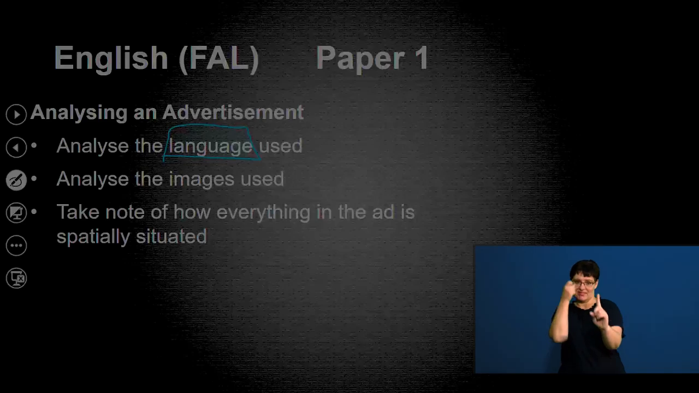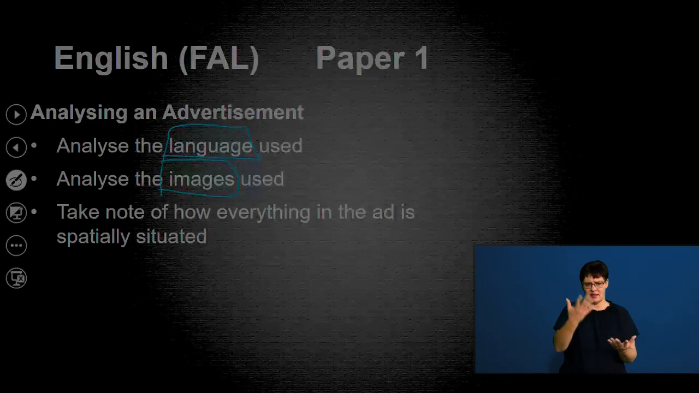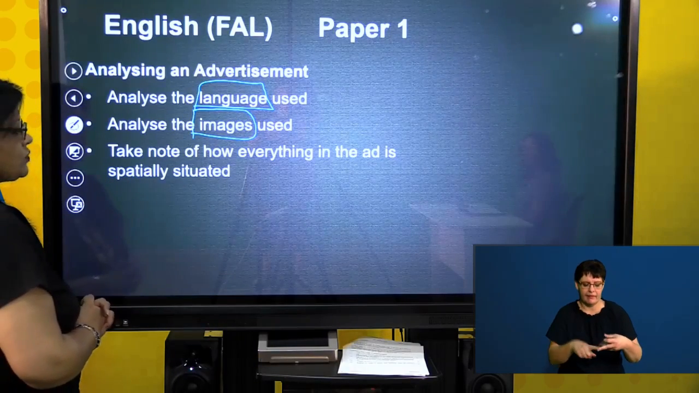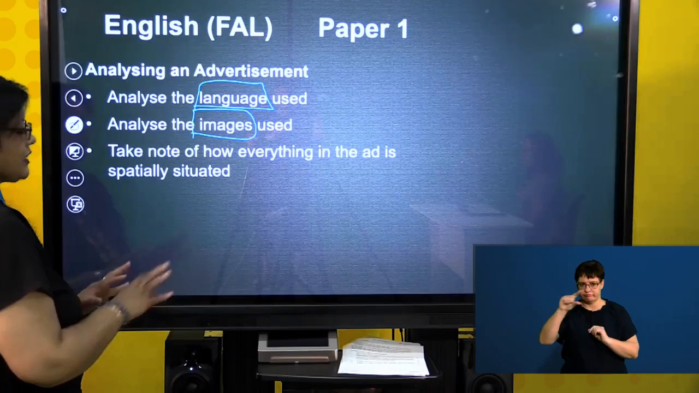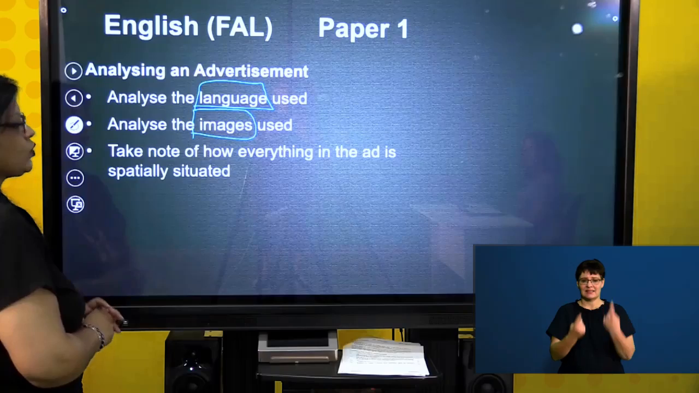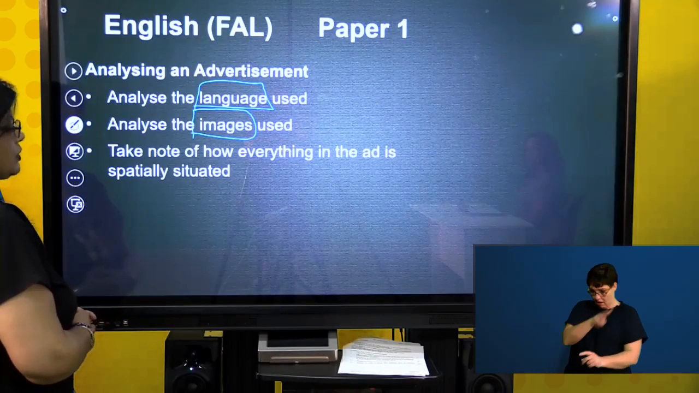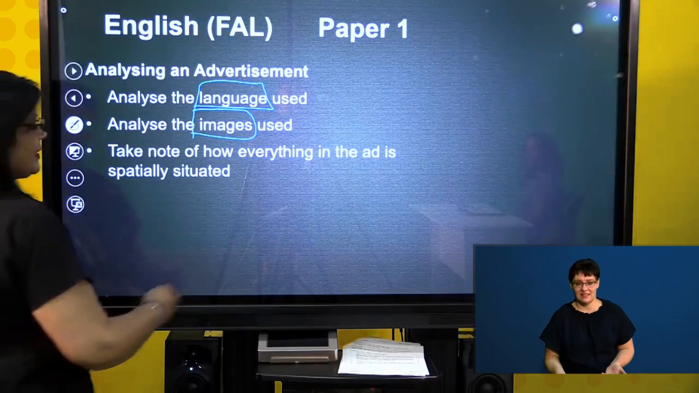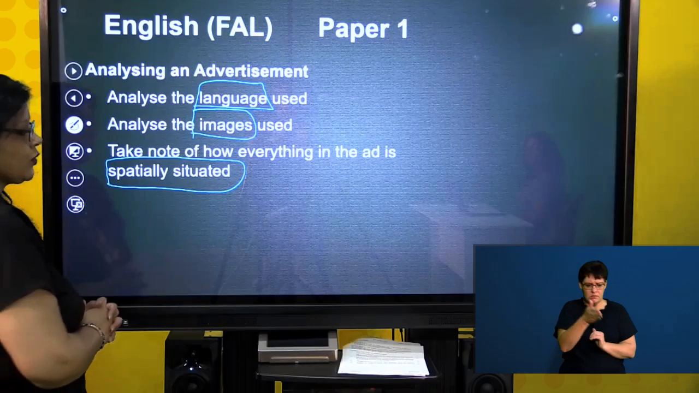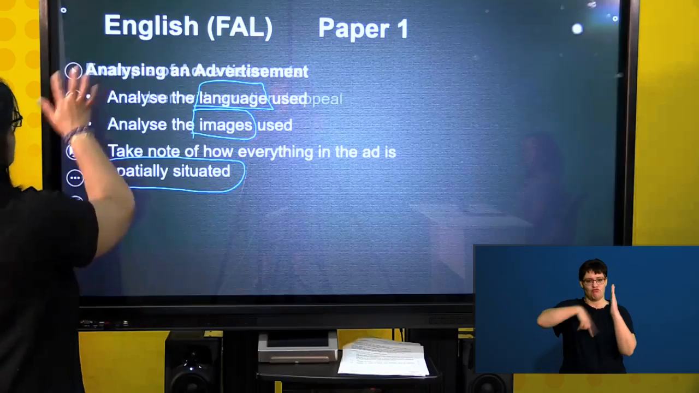We analyze the images used as well. Remember, we get adverts in color, we get adverts in black and white, we get adverts with different types of font, we get adverts with different sizes of images within them. They are all put in there strategically to obviously create an effective advert. Okay, so we need to take note of how everything in the advert is spatially situated, because it is actually done so that it attracts the attention of the reader.